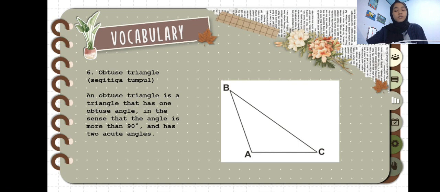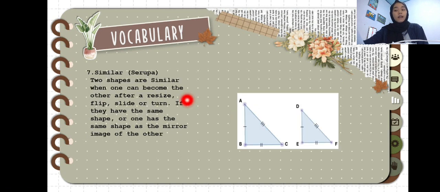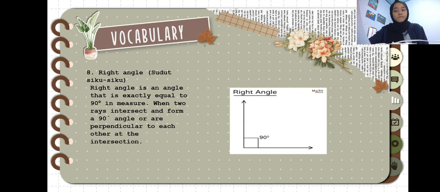Next, obtuse triangle, segitiga tumpul, is a triangle that has one obtuse angle, in the sense that the angle is more than 90 degrees, and has two acute angles. Next, similar, serupa. Two shapes are similar when one can become the other after a precise flip, slide, and so on. Next, right angle.